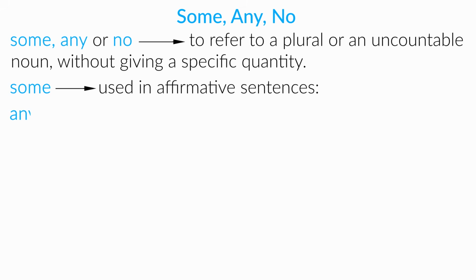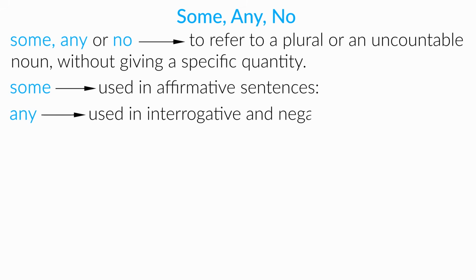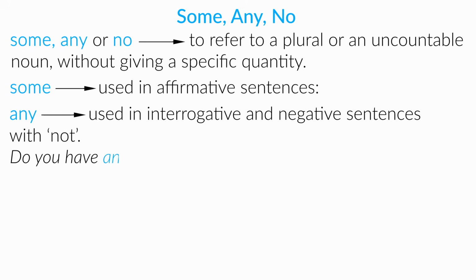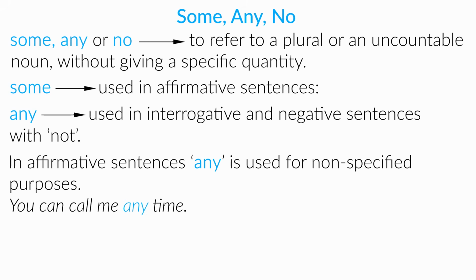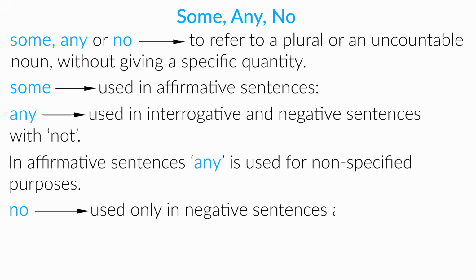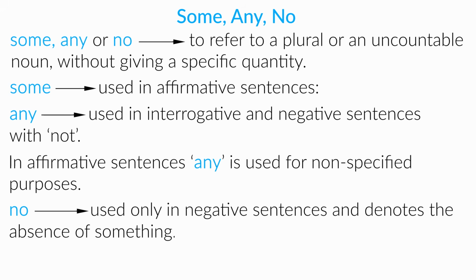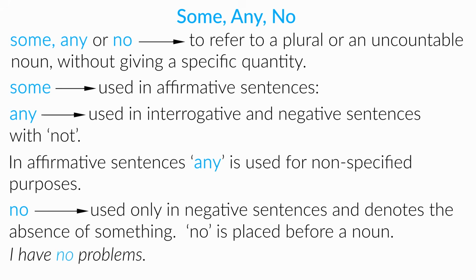The quantifier any is mainly used in interrogative and negative sentences with not. For example, do you have any money? I didn't have any ideas. In affirmative sentences, any is used for non-specified purposes. For example, you can call me any time. The quantifier no is used only in negative sentences and denotes the absence of something. No is placed before a noun. I have no problems.